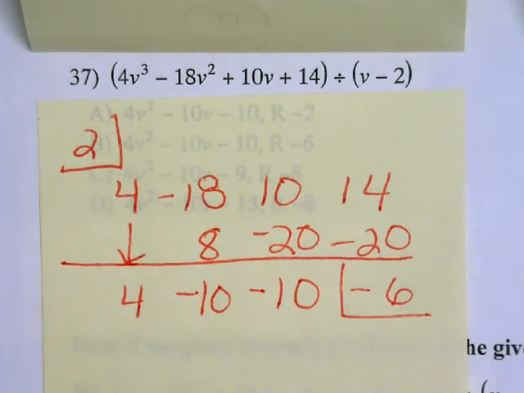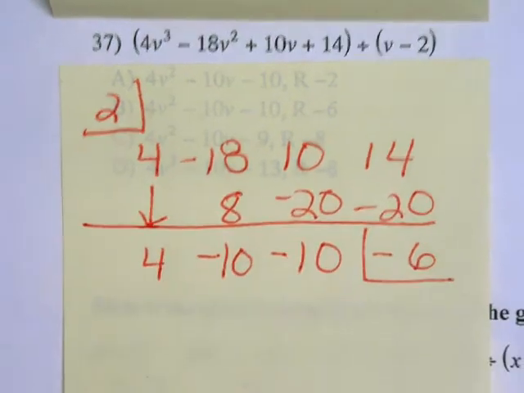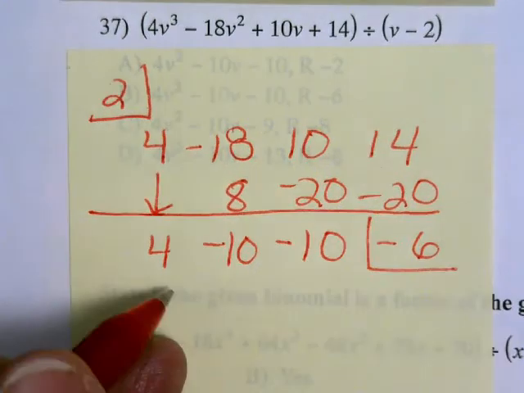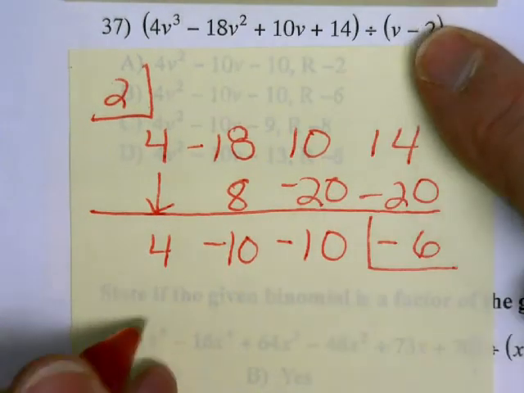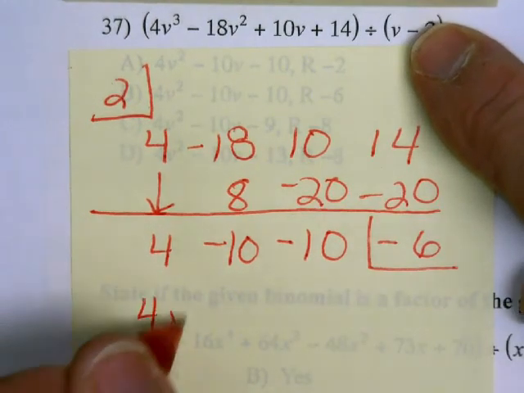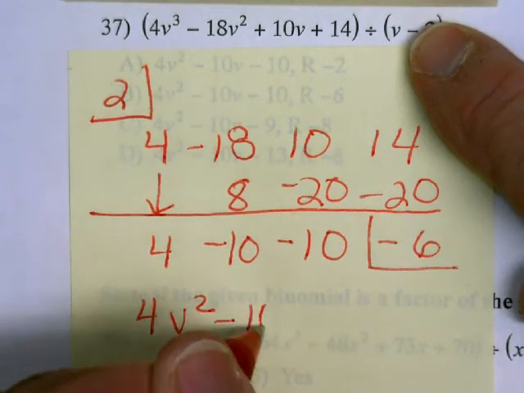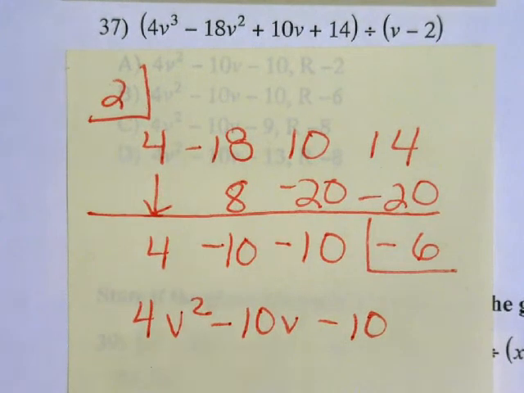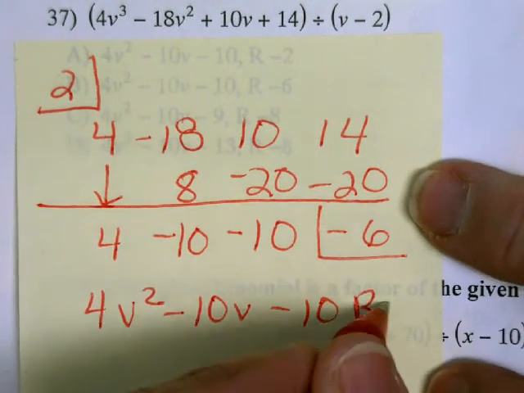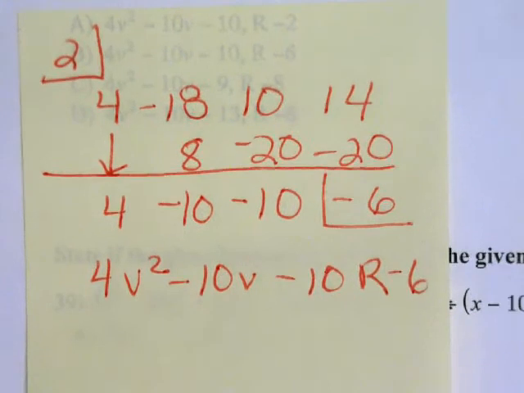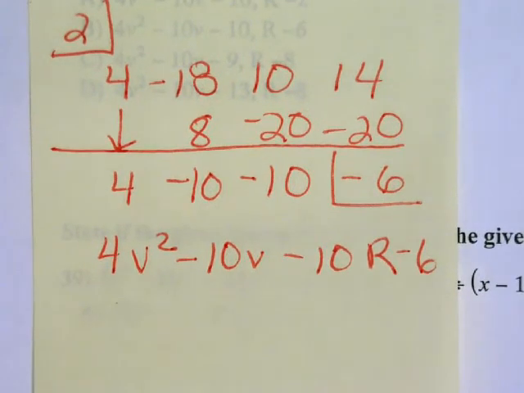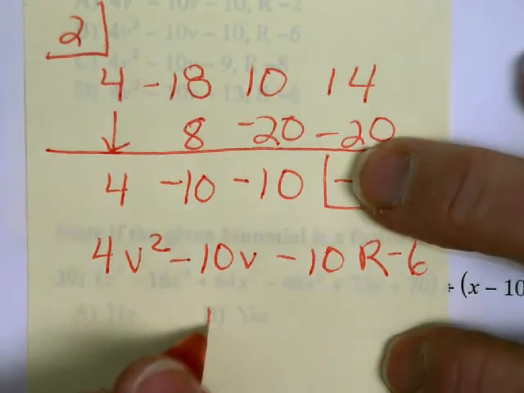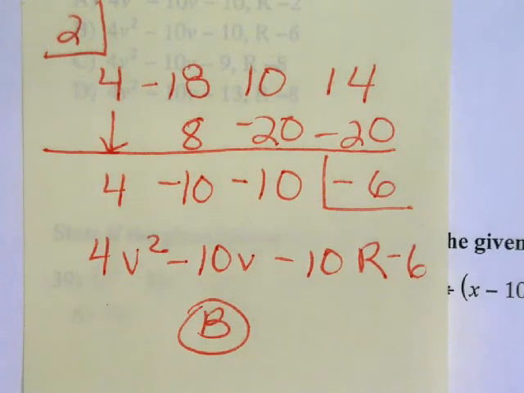Here's my story. It goes faster the more you play the game, you know that. So it was a v cubed divided by a v, so that guy is the 4v squared term, minus 10v, minus 10. Remainder, negative 6. But there was only one with that remainder. Just want to make sure your terms are right, and have a nice day.